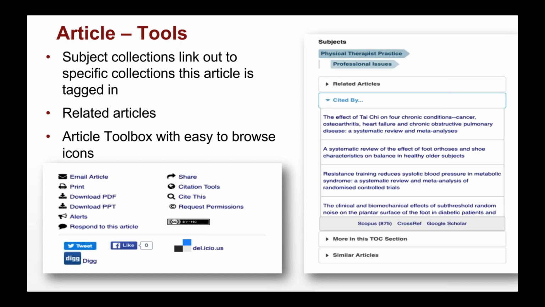On the left-hand side, we have our article toolbox. This is a very heavily used feature. It allows you to download the PowerPoint, or the PDF, for example, which is a more prominent example. You can email, you can locate your citation tools, and you can also sign up for alerts and respond. Then we have our social icons that allow you to quickly share or save.